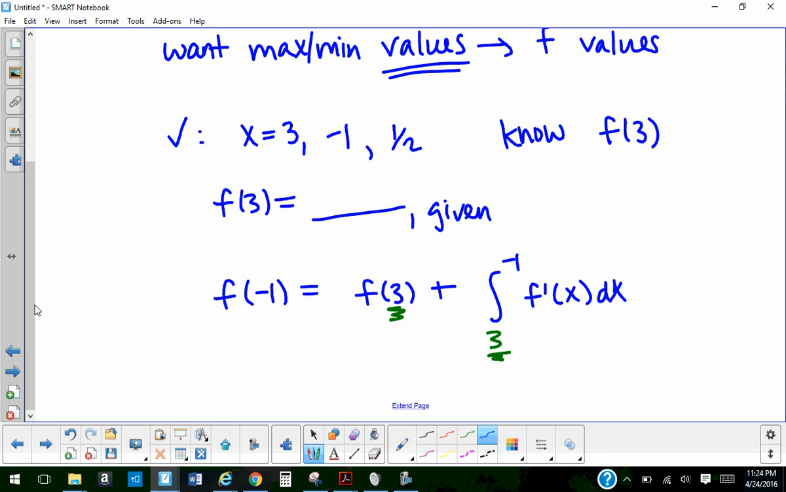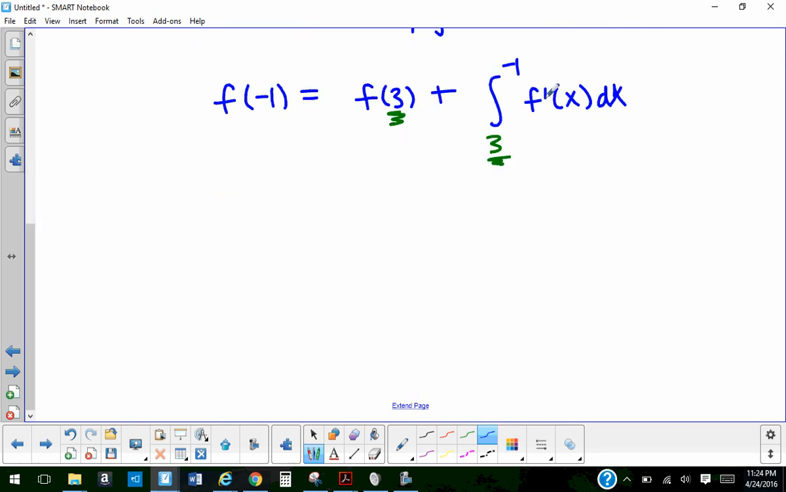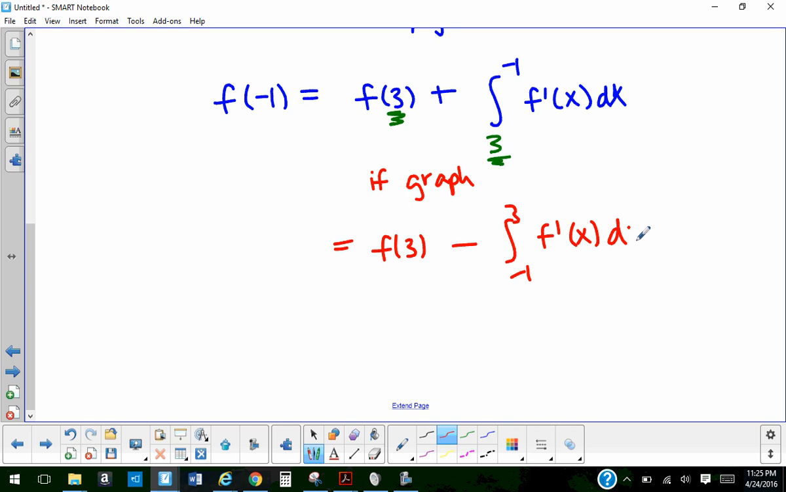Okay. And then if I was given a graph, this would be going backwards on a graph. So if it's from a graph, then I would have to say this is really equal to f of 3 minus and integrate from -1 to 3 f prime of x dx. And for this from the graph, do area accumulations.